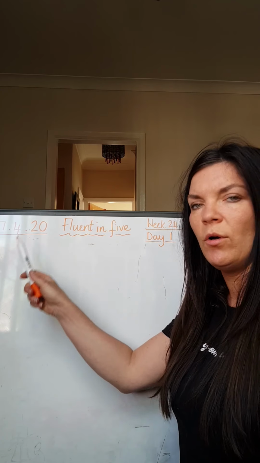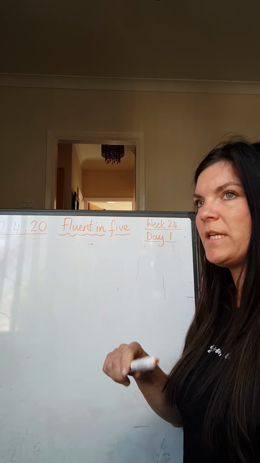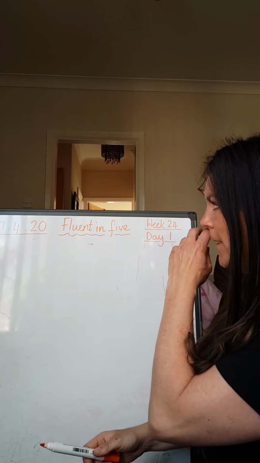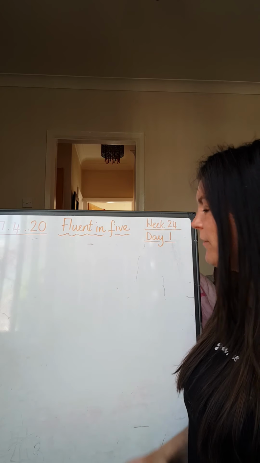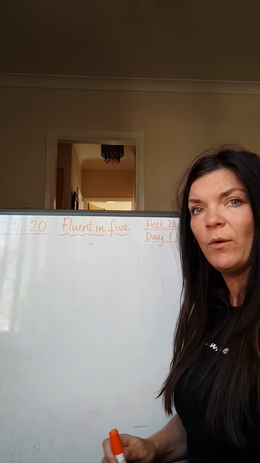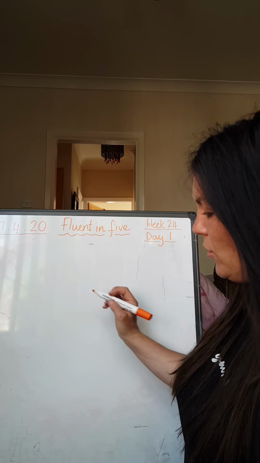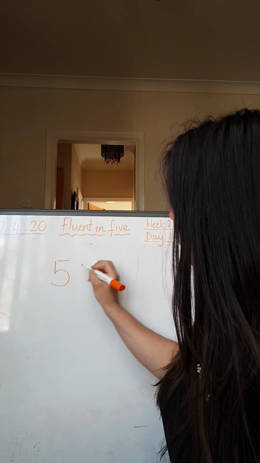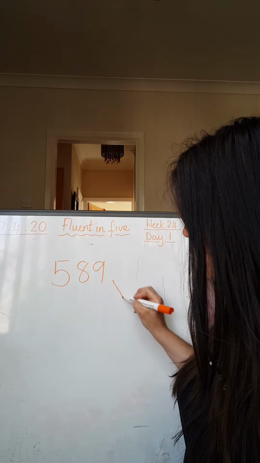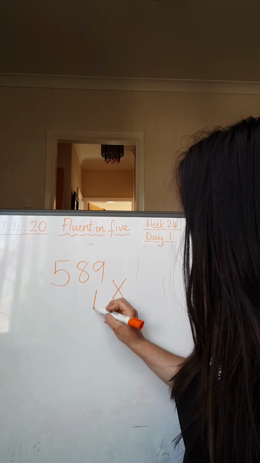Okay, so this is for the 27th of the 4th. This was yesterday's maths, Monday's maths home learning, week 2. I'm going to start with Fluent in 5. We're doing week 24, day 1. So question number 1 is 589 times 4.